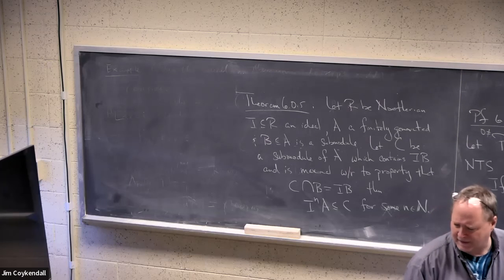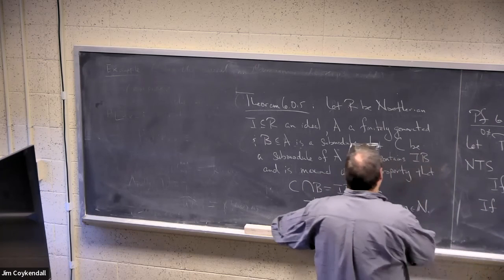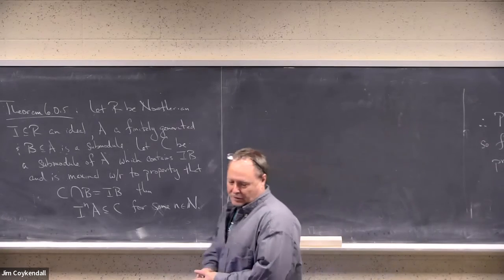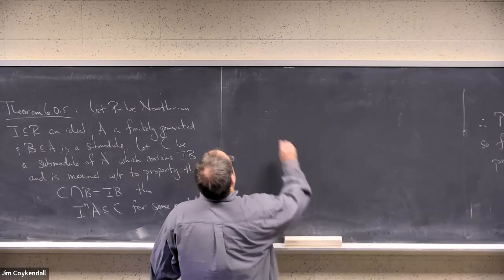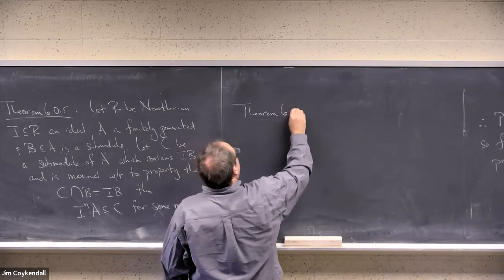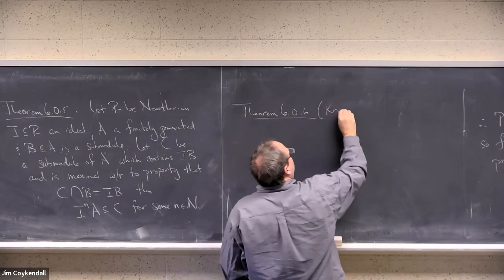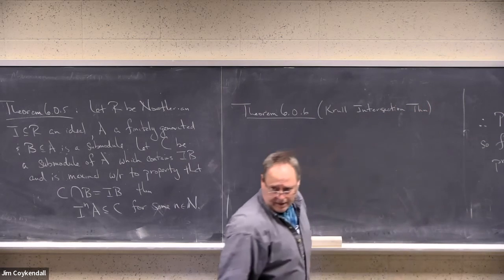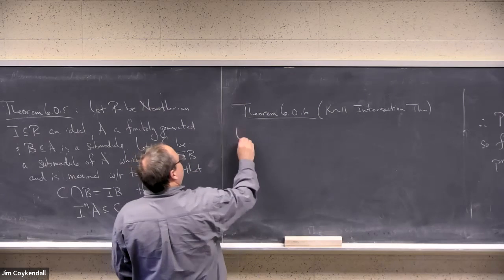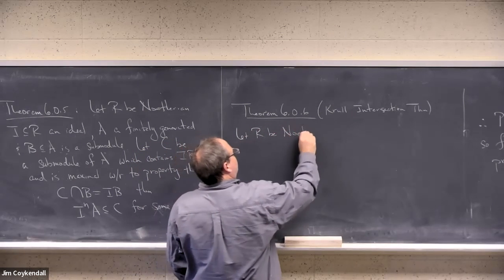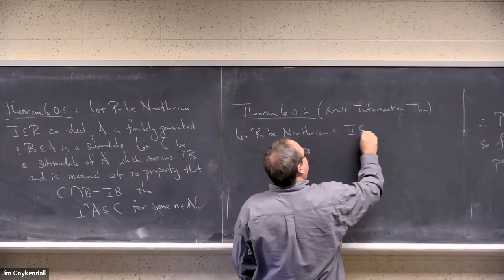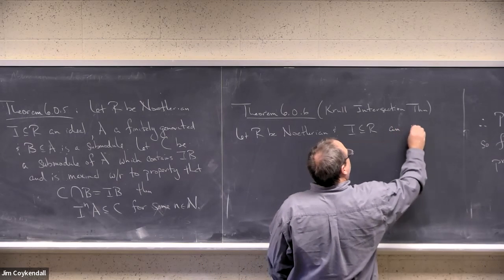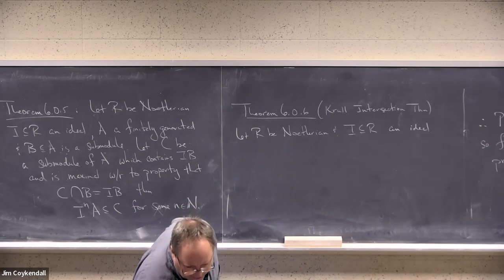And we're going to use this. So I'm not going to prove this yet. We'll go through that next time. But let me give you something along the spirit that uses this. This is often called the Krull Intersection theorem. So let R be Noetherian, and I in R an ideal.